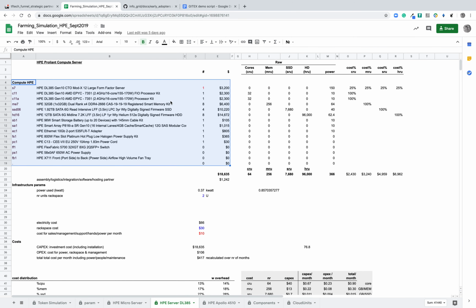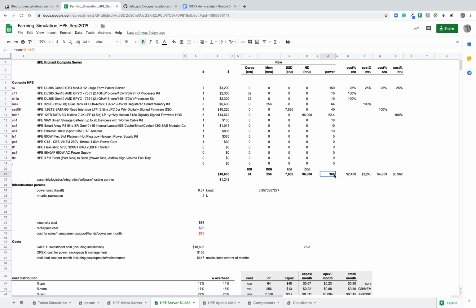But these are the ones that are actually being used to build the DL385 configuration as we see it. The total cost of purchasing that, with the discount levels as applicable and agreed with us by HP Enterprises, is almost $19,000. It has 64 cores, which is the AMD processor, a total of 256 gigabytes of memory, 7.6 terabytes of SSD storage, and 96 terabytes of spinning HDD storage.